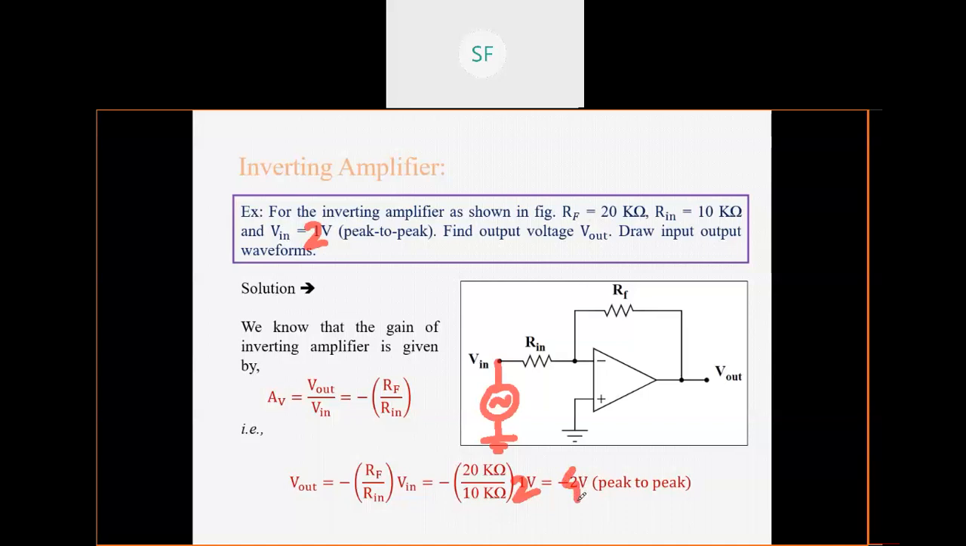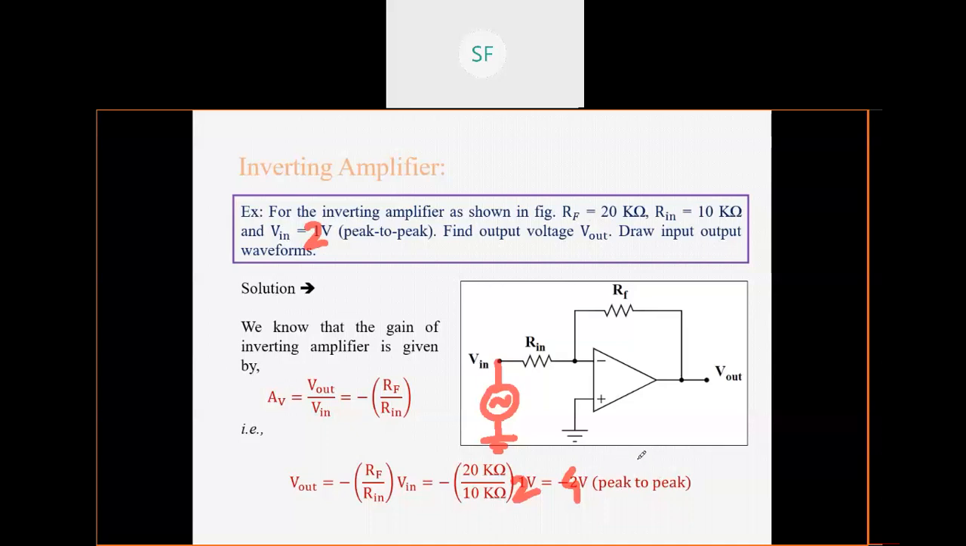So you have to take the corresponding corrections. I will forward this PPT with the corrections only, so don't worry about it. So what is the output value? V out equals 4 volt peak to peak. So 4 volt peak to peak is our value.